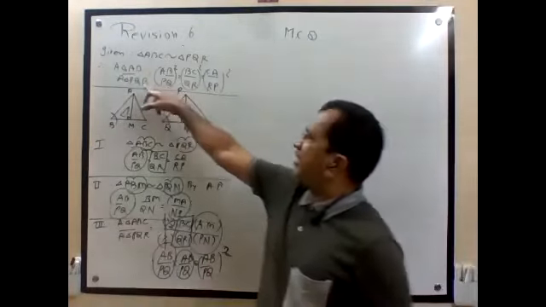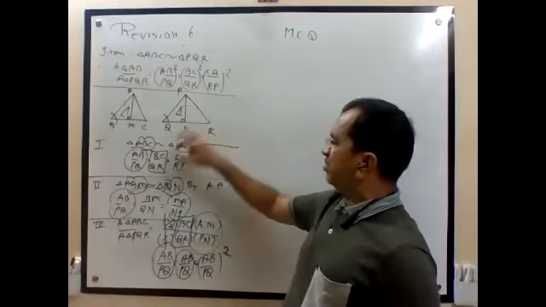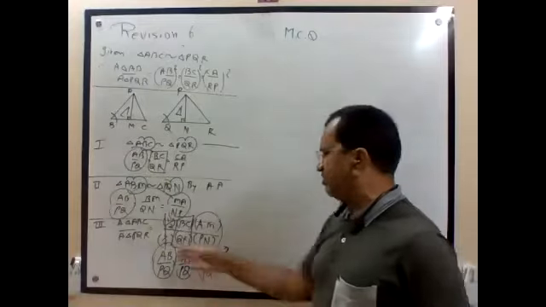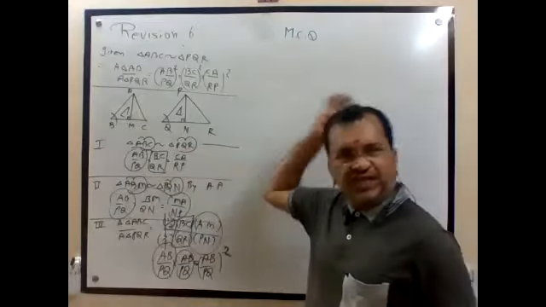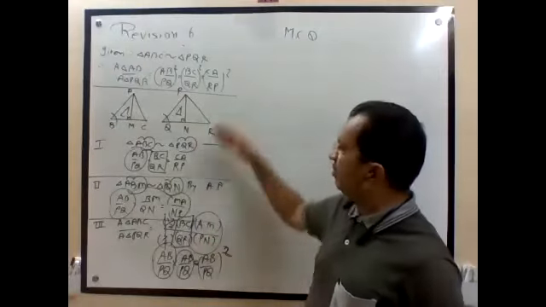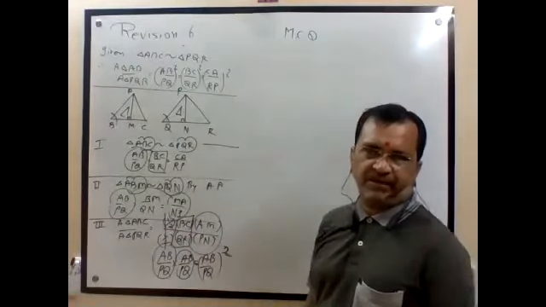Next, you will write similarly. We can prove this equal to this because sides are equal, ratios are equal. So one ratio square is equal to the area ratio. Then same, you have to prove only one. Then the last statement you have to write similarly. We can prove this.